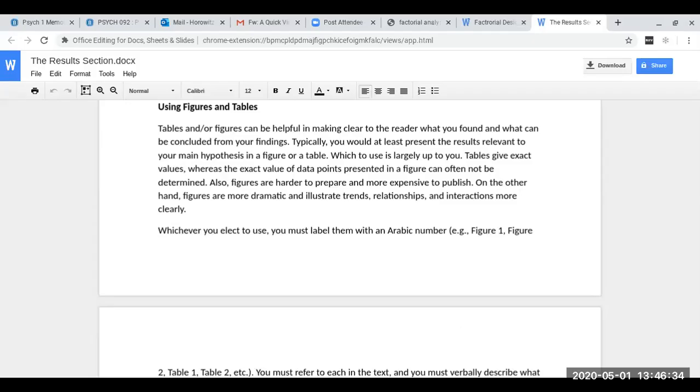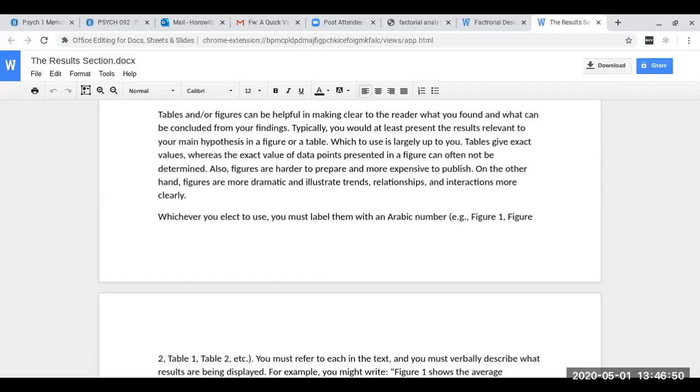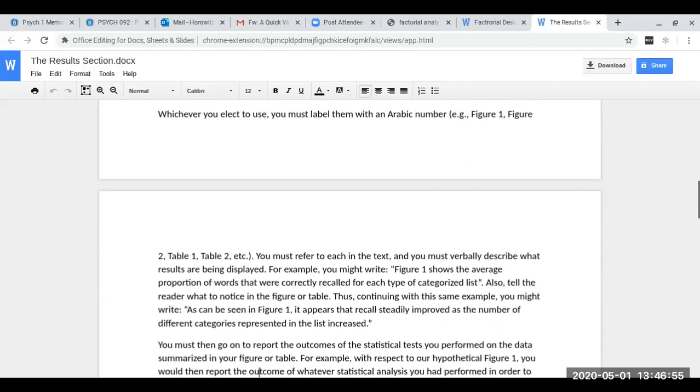Whichever you choose, they must be labeled with the regular Arabic number. So they would either be labeled figure 1, figure 2, table 1, table 2. And in a study, a lot of times we have more than one. For your final paper, we're only going to require one figure. So you must refer to each in the text, and you must verbally describe what results are being displayed. For example, you might write, figure 1 shows the average proportion of words that were recalled correctly for each type of categorized list. And that way you're giving a description.